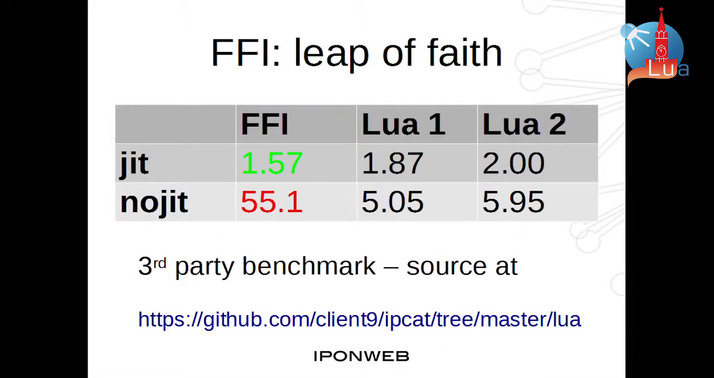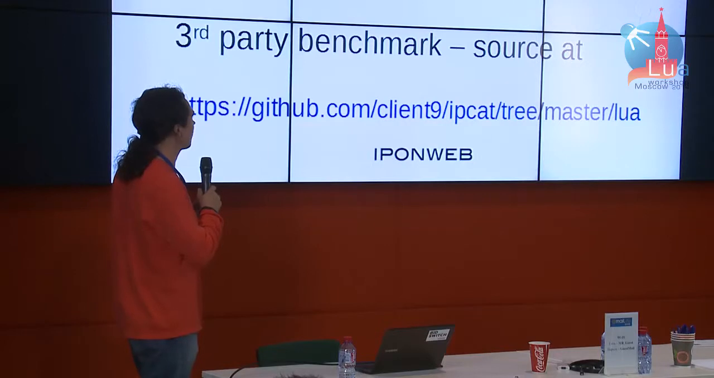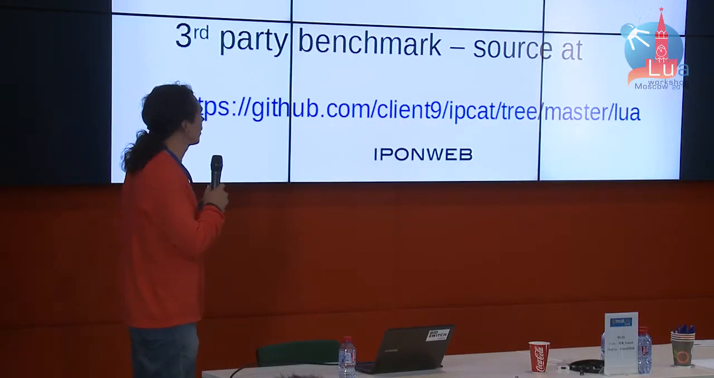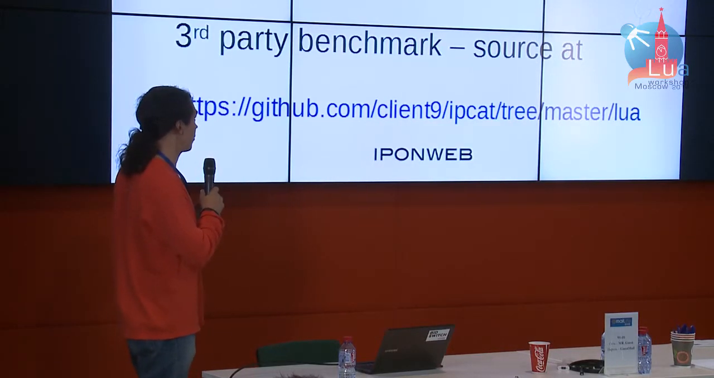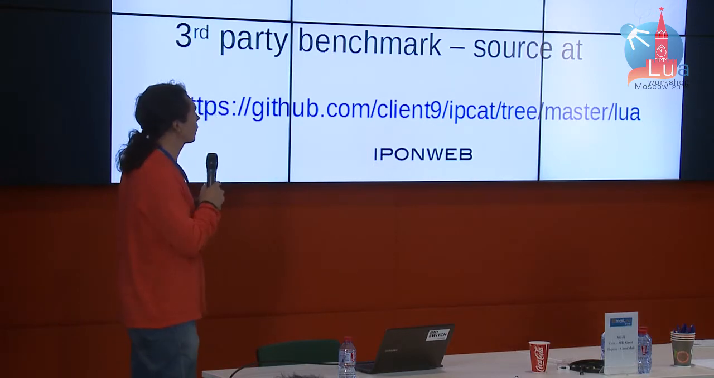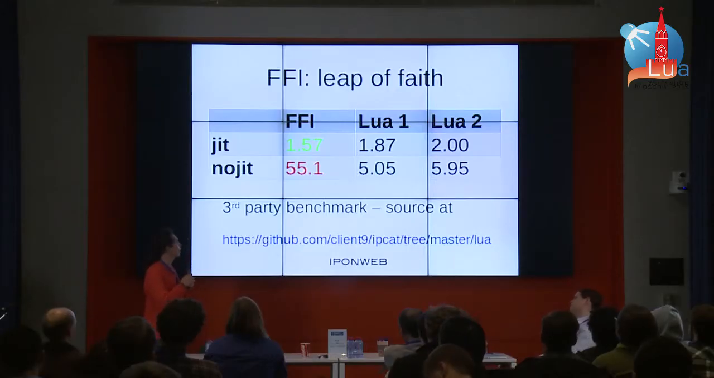Here I want to present you benchmark results. It's not a benchmark we did. It's a third-party benchmark, but it's very indicative. It's a very simple micro benchmark. It iterates over some data structures and runs a simple algorithm over them. The details are not quite important. What's important are the numbers. So you have here 3 columns. One is the same code written using FFI and CData, and the other 2 columns use native Lua data.